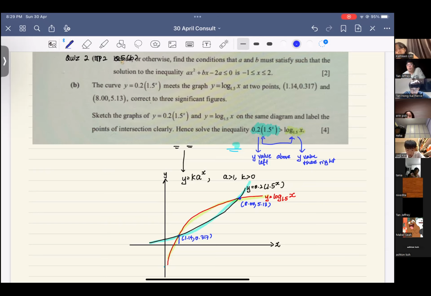So where will my left hand side, my blue graph, be more than my green graph? I'm using blue and green because I don't want to read the whole thing out. I want my blue graph to be more than the green graph. Is it the part after the point of intersection 8.00, 5.13? Very good, so it's this portion. The answer is either x more than 8.00 or x less than 1.14. That will be the part that solves your inequality.